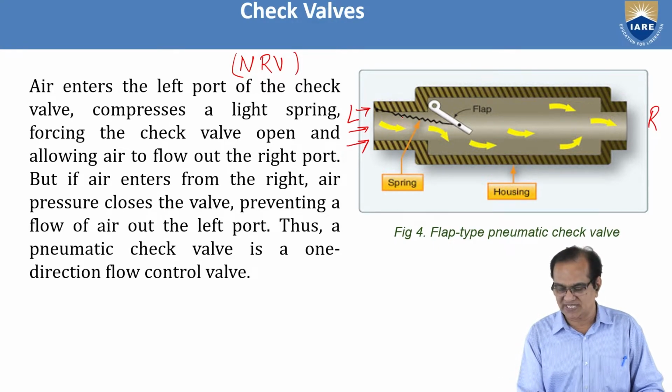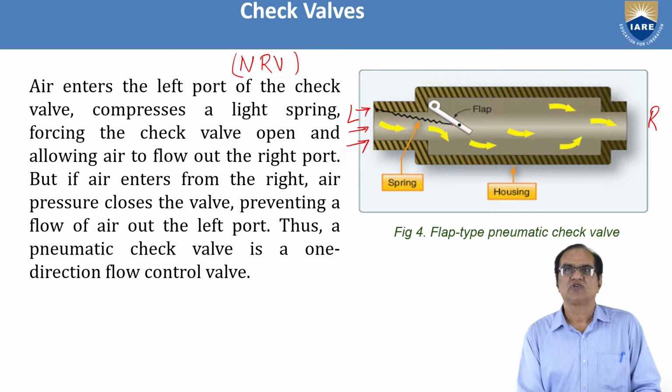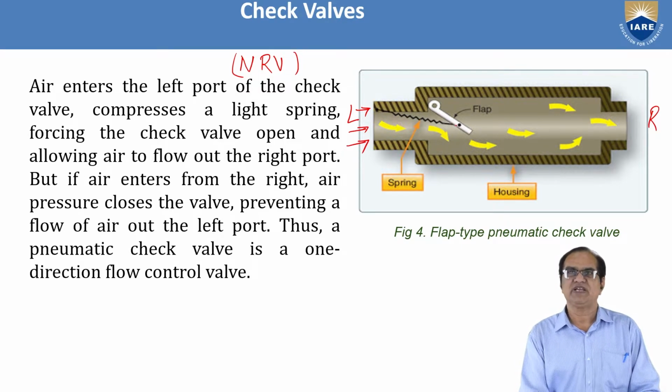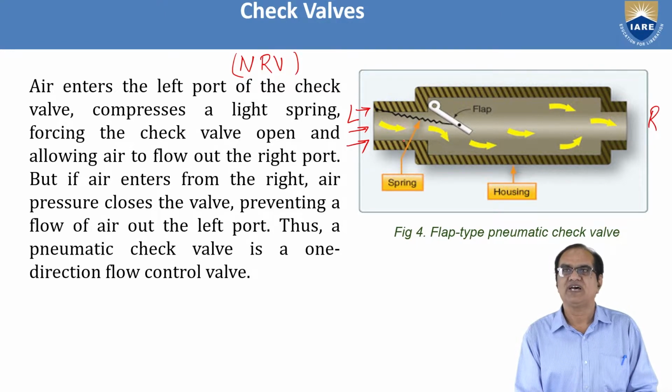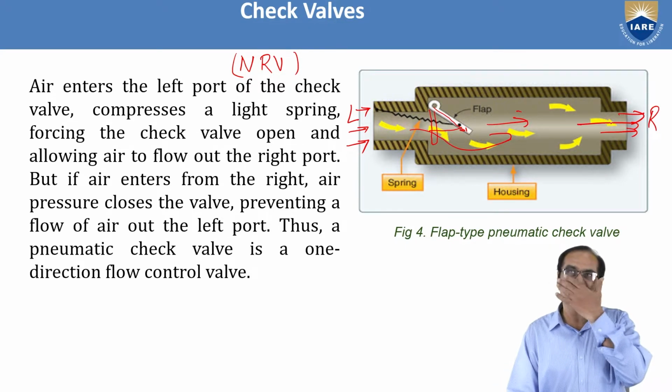It compresses a spring. Here is a spring and it is acting on this flap. So due to this pressure, the flap will be opened. It compresses a light spring, forcing the check valve open and allowing air to flow out the right port. As and when this pressure increases, initially it will be like this, and then due to this pressure, it will move to this position, and the flow will go from here to the required position. So this is the purpose of the check valve.